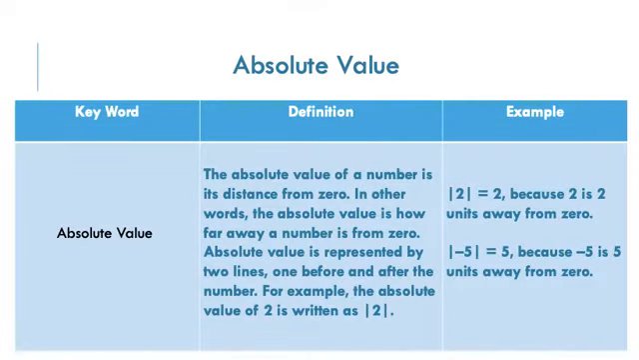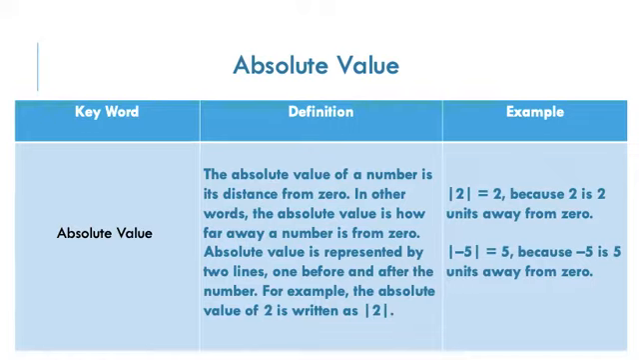So absolute value. The absolute value of a number is its distance from zero. In other words, the absolute value is how far away a number is from zero. Absolute value is represented by two lines, one before and after the number. For example, the absolute value of 2 is written with one line on each side and the 2 in between.